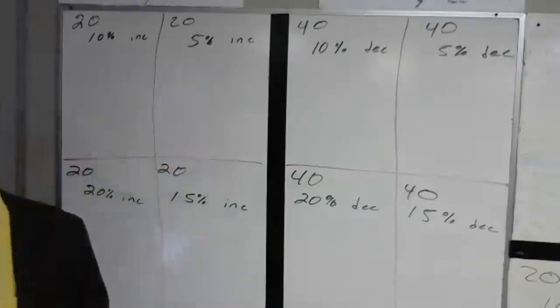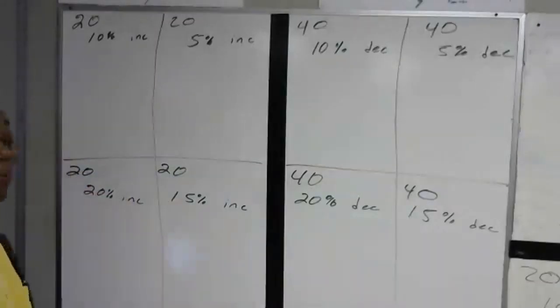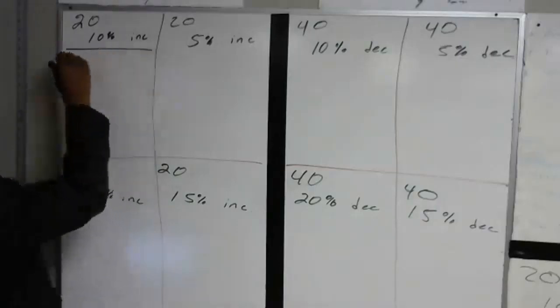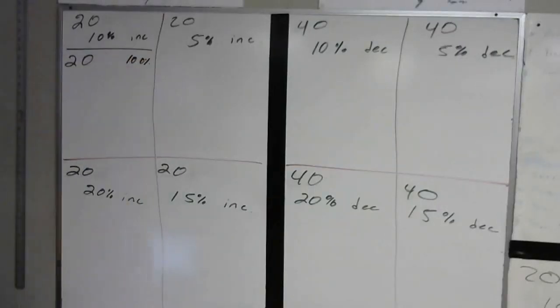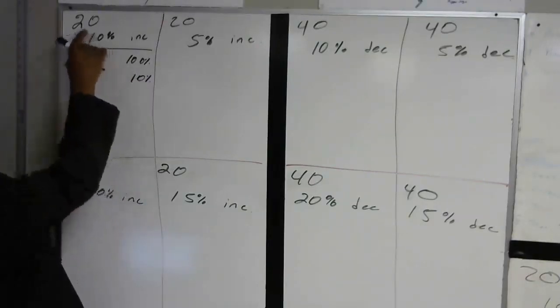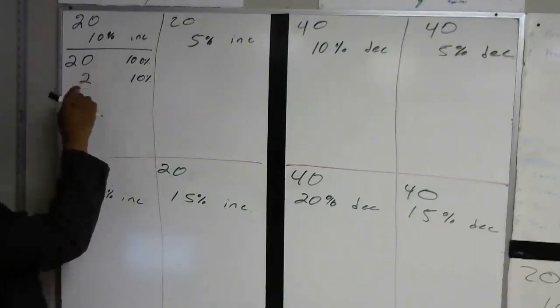Okay, common percentages of increase and decrease. We're going to start off with 20 and make a 10% increase. So 20 represents 100% of the original. To find 10%, we're going to basically divide 20 by 10. Dividing this by 10 gives us 2. So 2 represents the 10%.